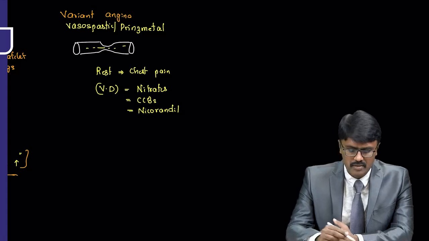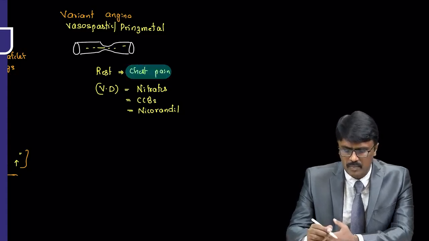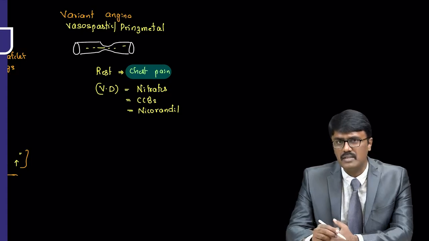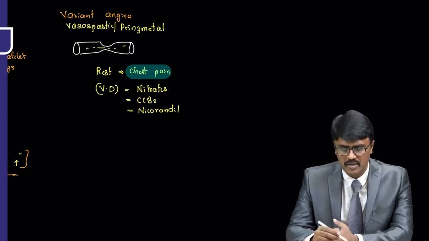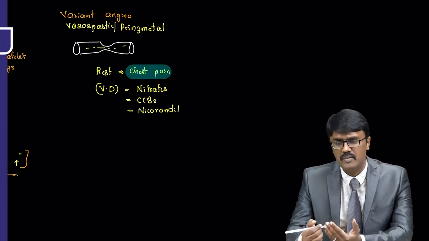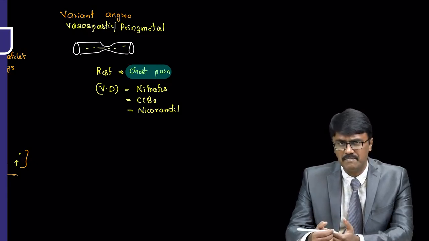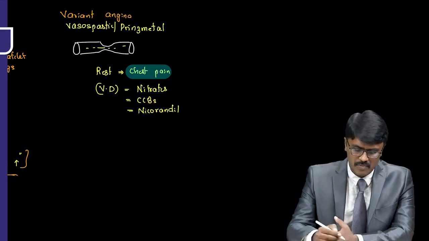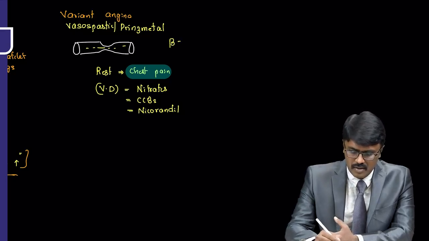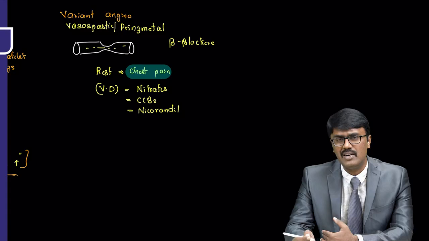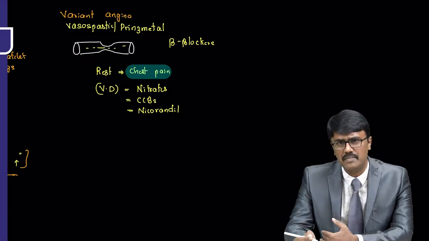So here there is pain during rest also. The problem is supply. So you can increase the supply because the coronaries can be further dilated, as they are spastic here. Now, can we use beta blockers in case of vasospastic angina? Just pause the video and try to analyze. Can we use beta blockers?